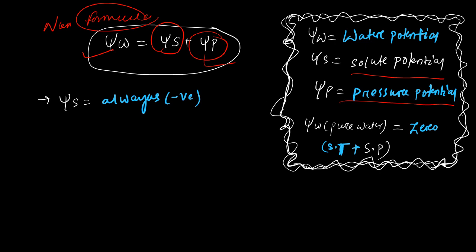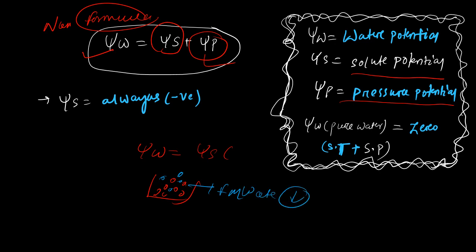So if we increase solute in water, what happens? If we increase solute, then the free movement of water decreases. If we add solute, then water potential decreases, as the free movement of water decreases. Pressure also affects water potential. So this is the concept.